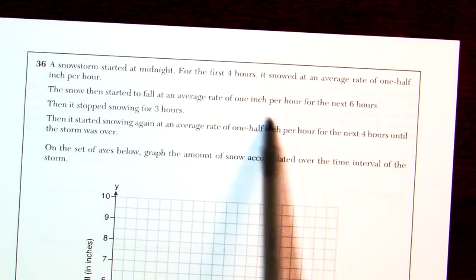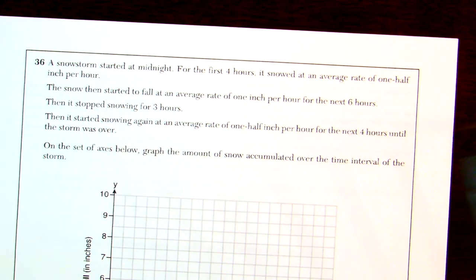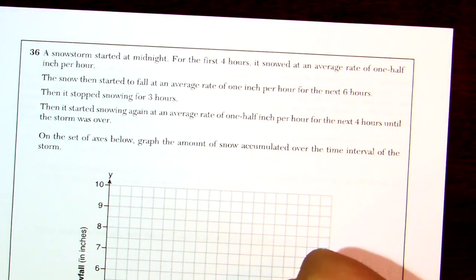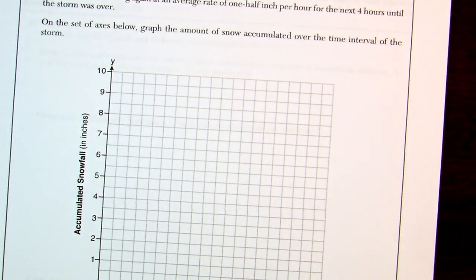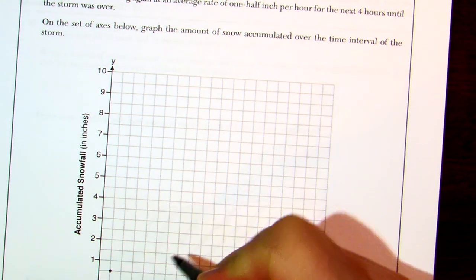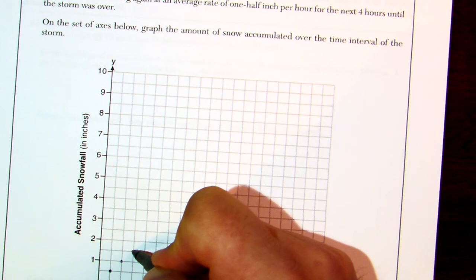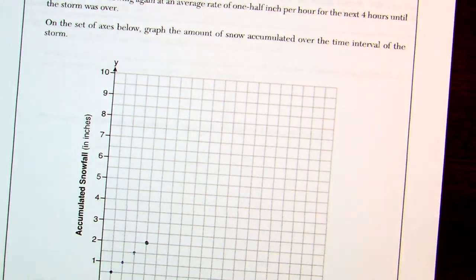It says for the first 4 hours, it snowed at an average rate of 1/2 inch per hour. All right, so this is the accumulated snow on the y-axis here. Here is the elapsed time. So in hour 1, it went 1/2 inch. In hour 2, it went up another 1/2 inch. Hour 3, another 1/2 inch. Hour 4, another 1/2 inch. So we can stop there.